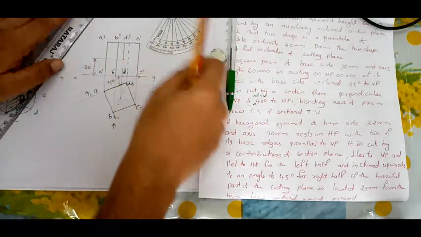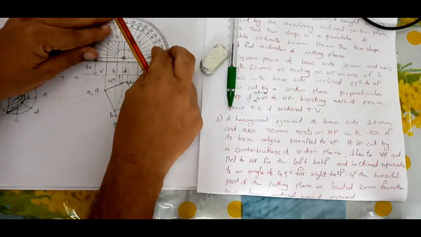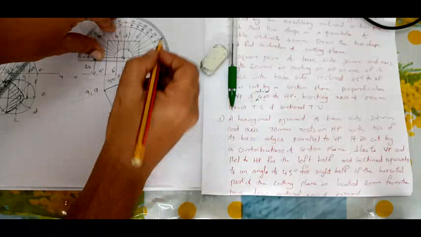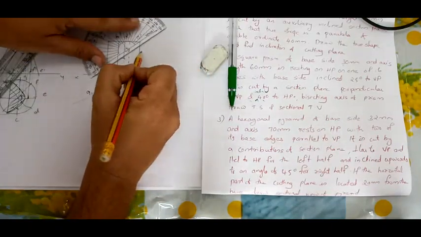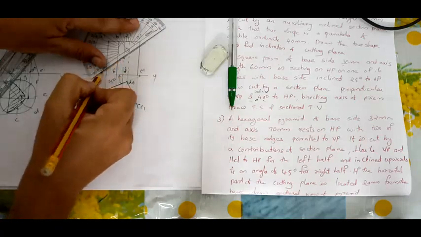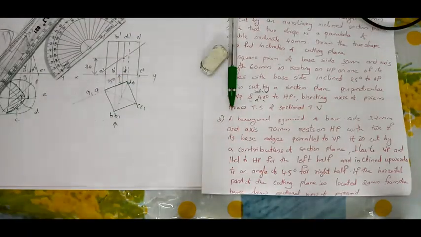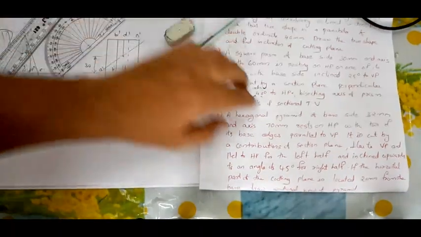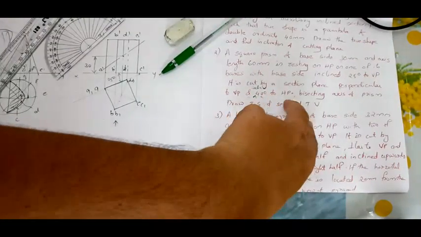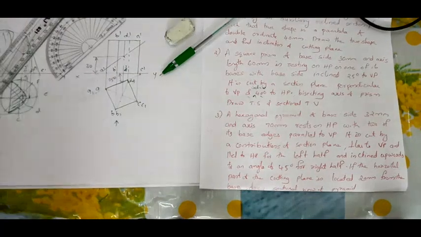So now you have to draw a line from here. How much inclination have they given? 40 degrees to HP. So taking 40 degrees, you have to draw it. So: square prism, base side 30, axis resting on HP, one of its base sides inclined, cut by a section plane perpendicular to VP and 40 degrees to HP, bisecting the axis. So you have obtained this.